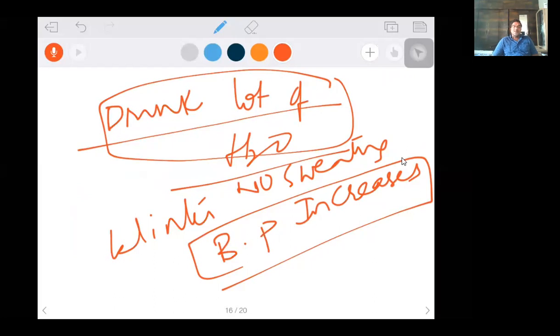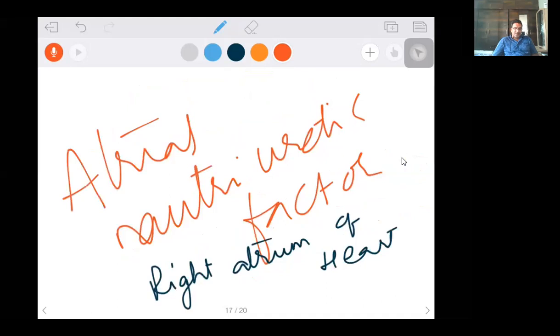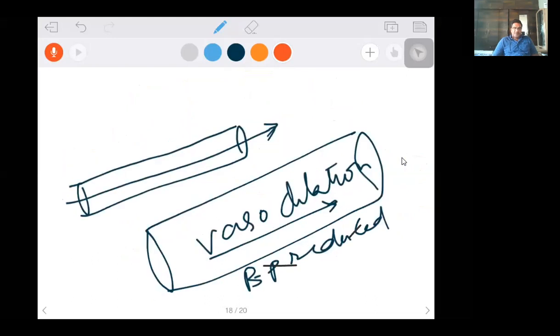At this time, your blood pressure will increase immediately. The blood pressure increases because of dilution of the blood with water. Then it is recognized by the right atrium of the heart, and atrial natriuretic peptide, atrial natriuretic factor, is liberated. First of all, immediately it creates vasodilation. With that vasodilation, the blood pressure will be reduced.